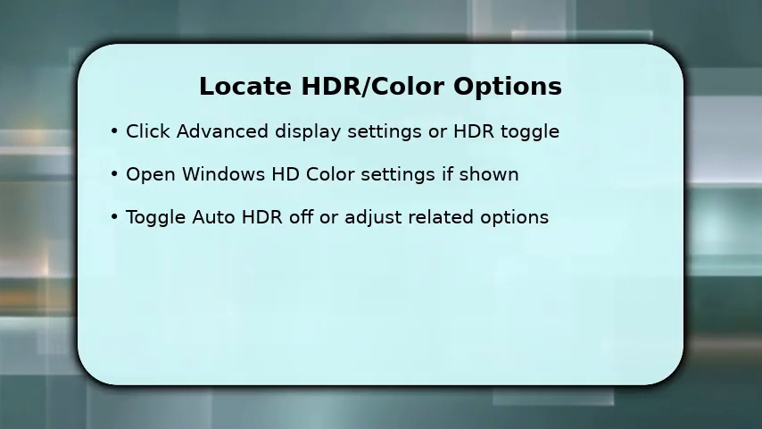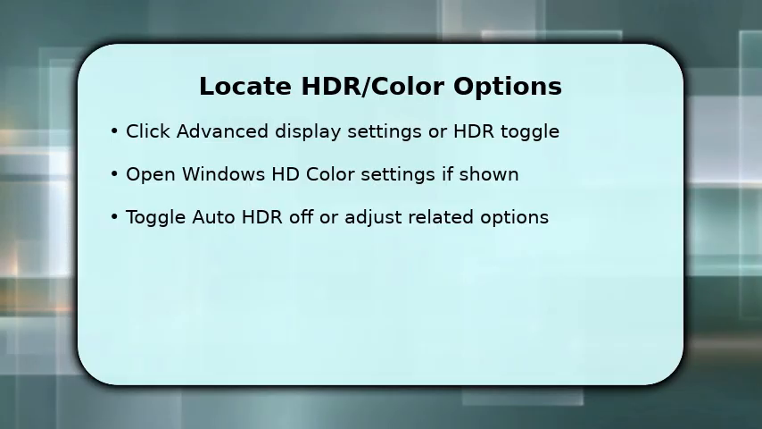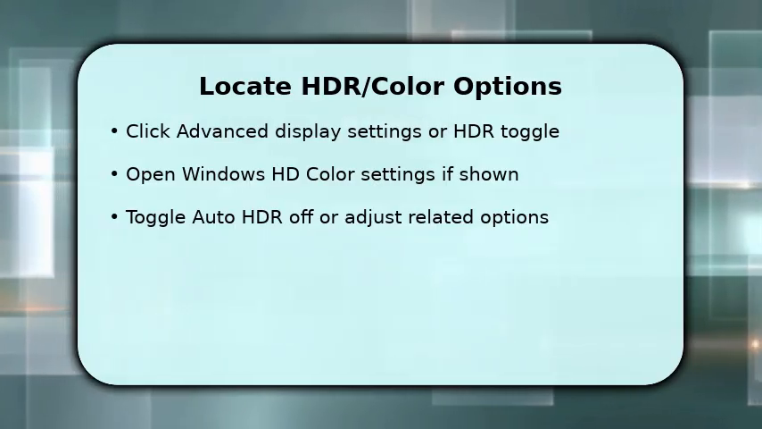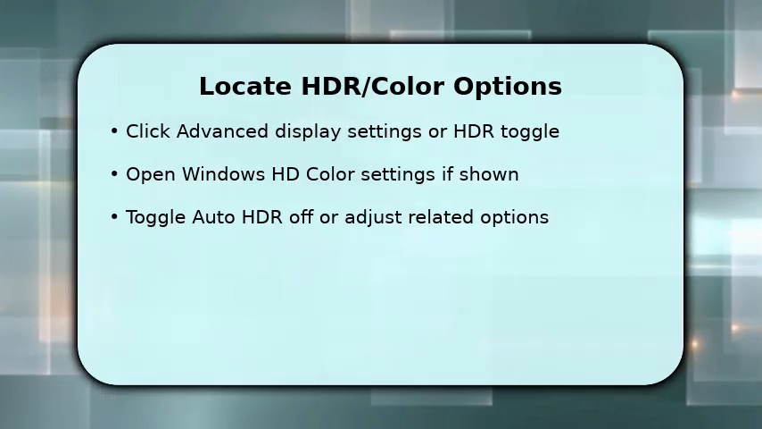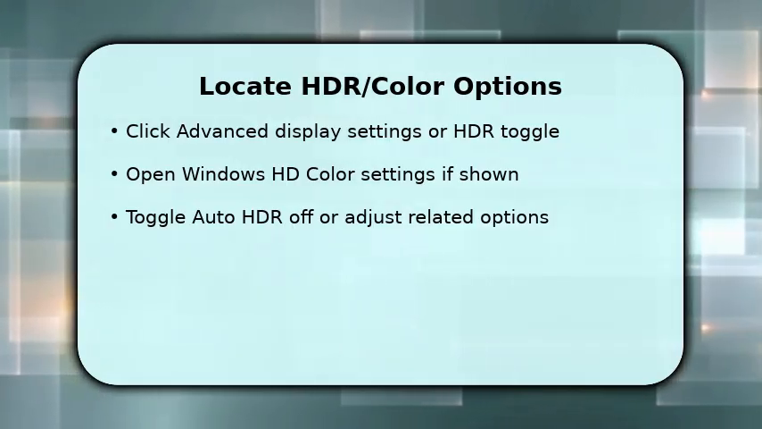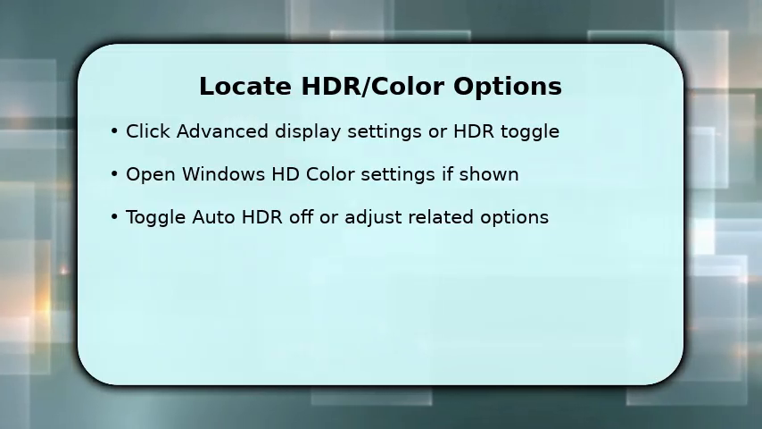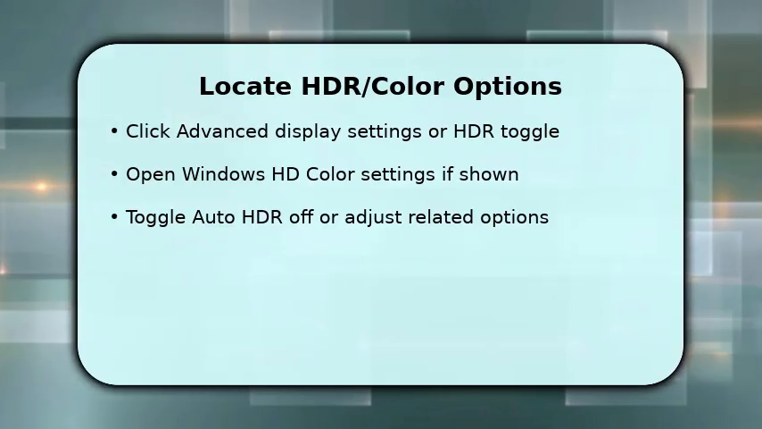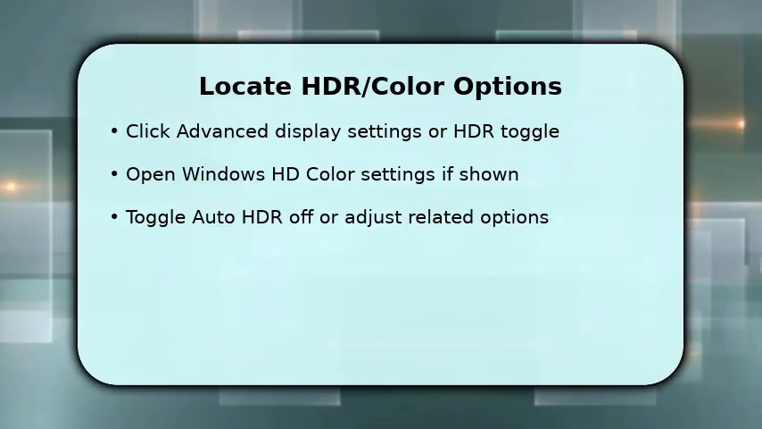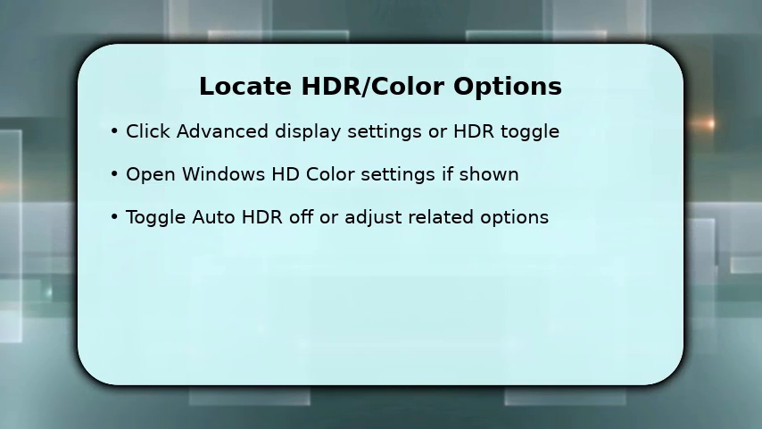If you see an Auto HDR toggle, switch it off. If not, open Graphics Settings and check any per-app HDR overrides. Make sure to apply changes and, if prompted, sign out or restart apps to let the new setting take effect. This is why drivers and Windows build matter. Those controls are only present when the system advertises HDR support.